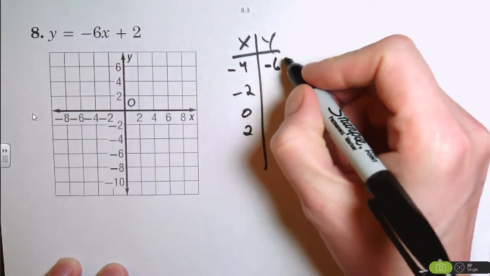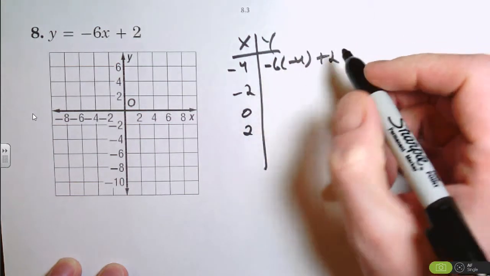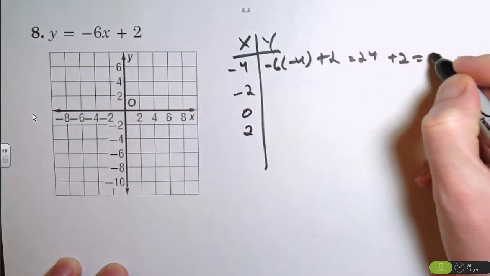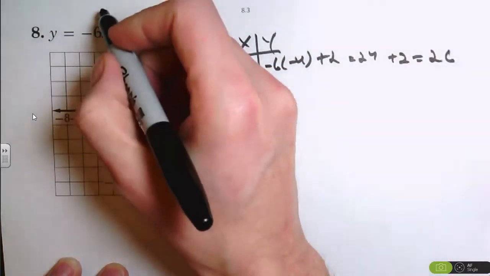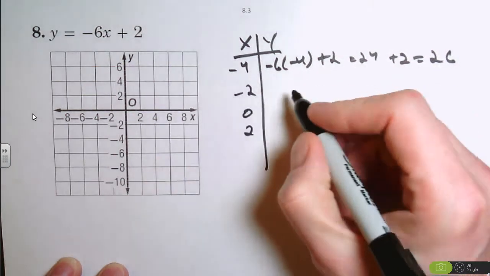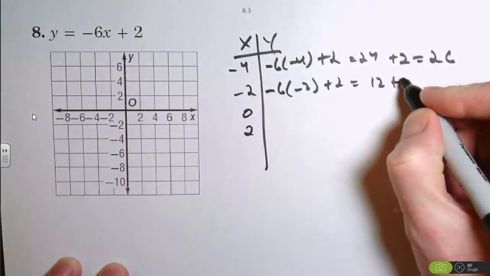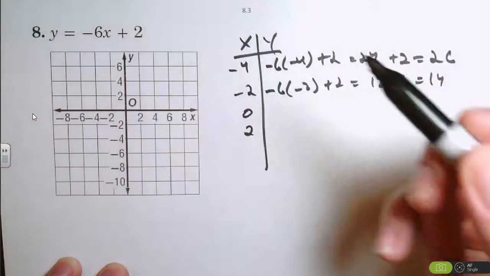So negative 6 times negative 4 plus 2, because I plug it in for this x up here, gives me 24 plus 2, which is 26. Okay, that's way too big, way off my scale, so that's not good. Let's try negative 2. Negative 6 times negative 2 plus 2 is 12 plus 2, which is 14. That also doesn't fit my scale.